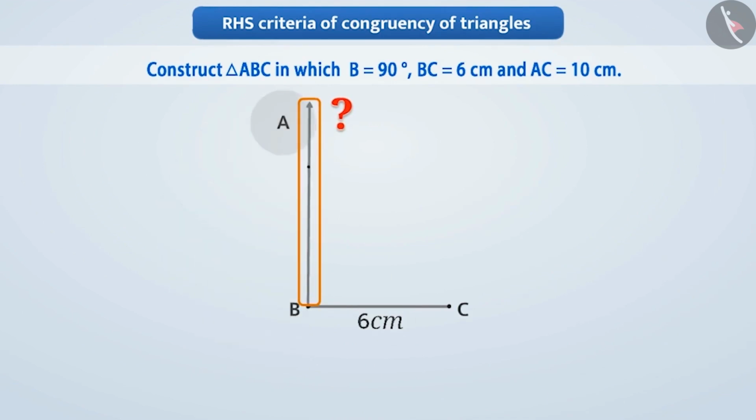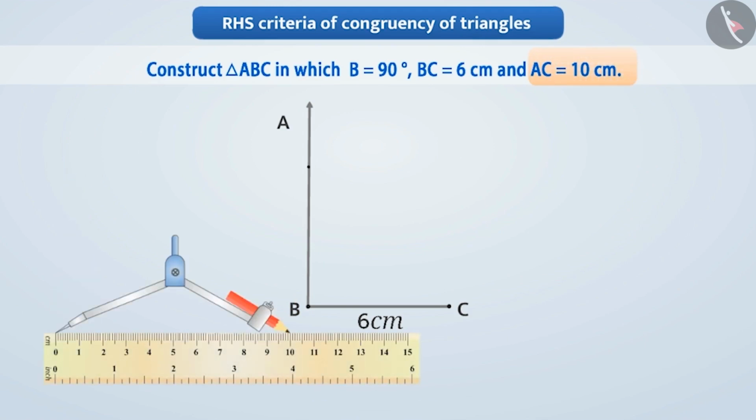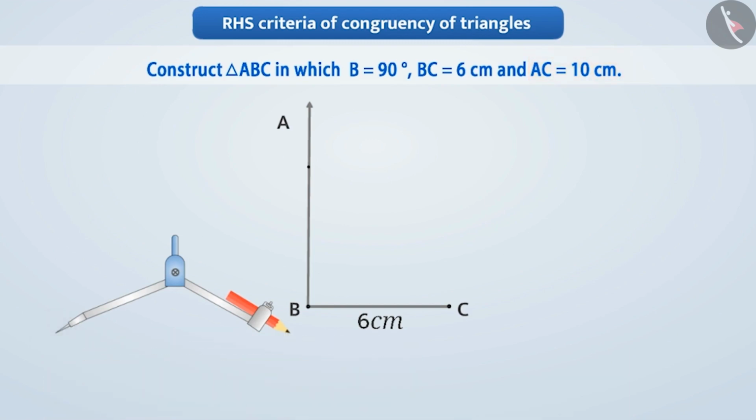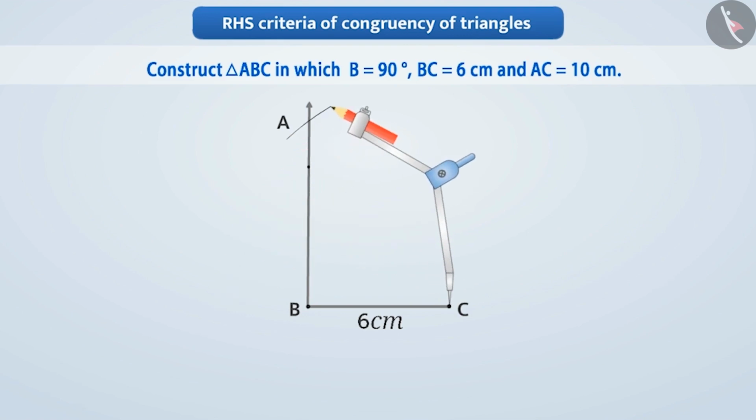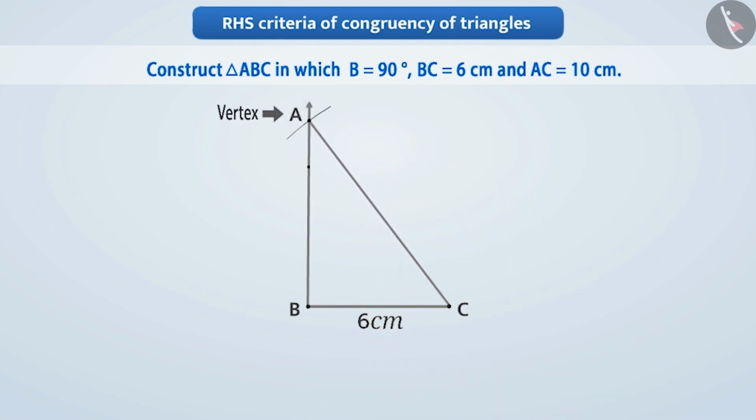Can you tell how we will find the position of A? Give it a thought. Absolutely right. Since here AC is equal to 10 cm, we will open the compass 10 cm, place its pointed end on C, and draw an arc cutting this ray. The intersection of the arc and ray is the vertex of triangle ABC, that is A. We will complete the construction of right-angled triangle ABC by connecting A to C.